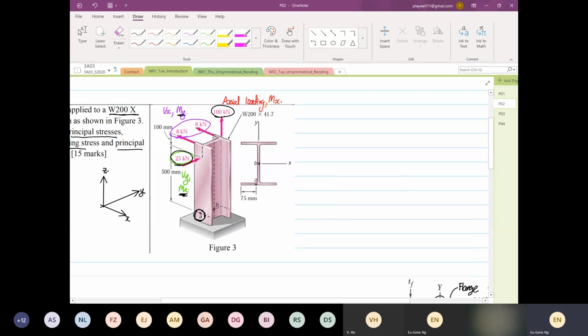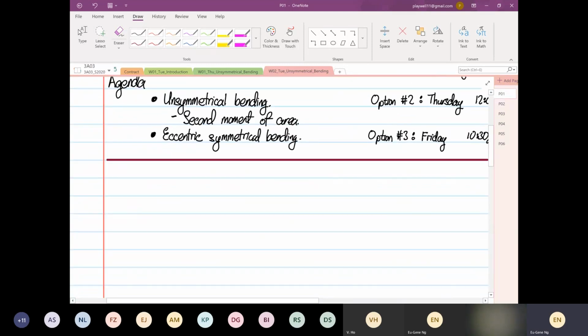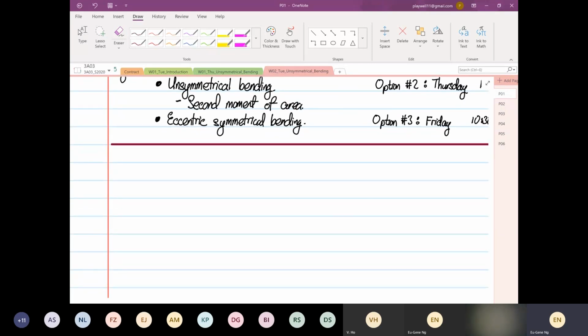So for today, we're going to look at unsymmetric bending. I'm going to draw for you a situation where you will have unsymmetric bending. Before I go on, any questions so far? Okay, no. All right, so we're going to look at unsymmetrical bending.